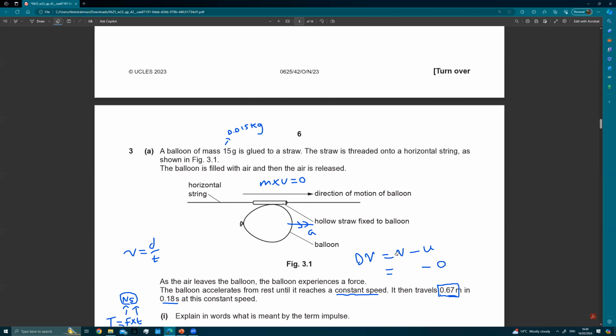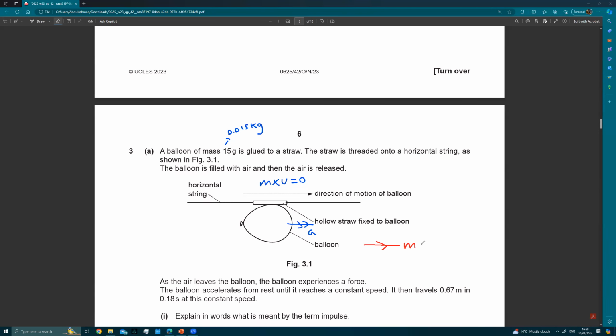But how is that possible? Because the balloon after had some momentum. It was moving to the right, right? So after, the balloon was moving with some momentum, mass times velocity. But the momentum before was 0. So how can the momentum after also be 0 if it does have some positive momentum to the right-hand side? Well, the answer is when you let go, the air is forced out of the balloon. So the air that wasn't moving before is now moving, and it has some momentum to the left.